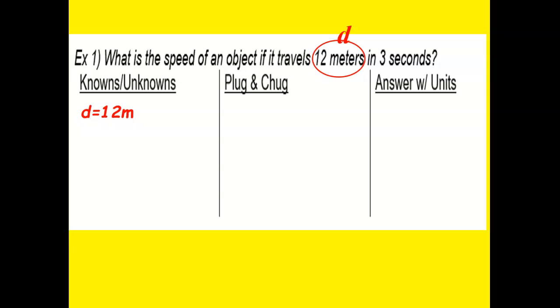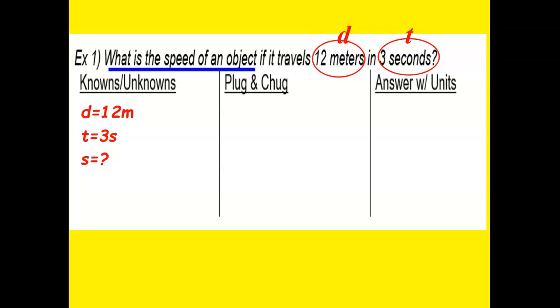Next thing is 3 seconds. 3 seconds you should identify as time, T. Again, preferred is to list it out. Then what am I solving for? Well, I underlined it. What is the speed of an object? So again, speed or velocity, V, is what you're solving for.